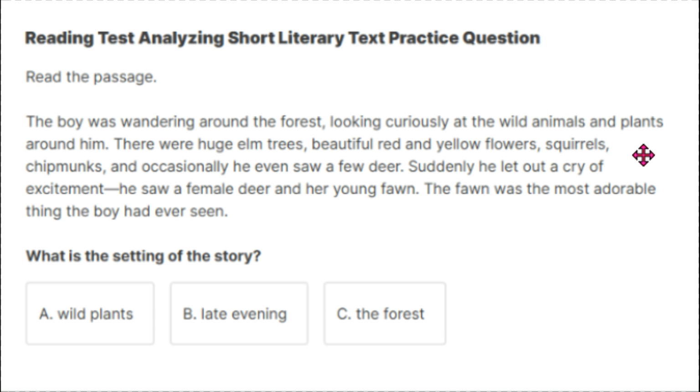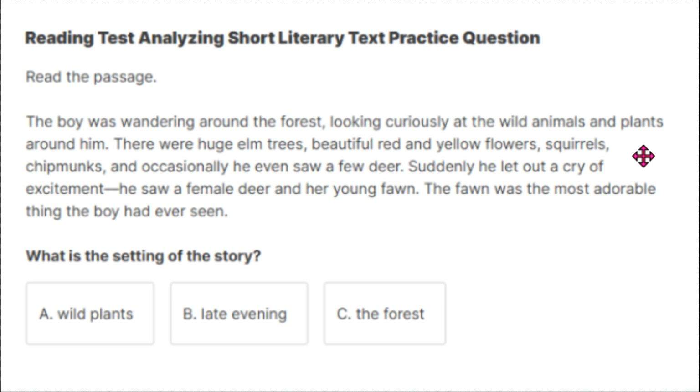The boy was wandering around the forest, looking curiously at the wild animals and plants around him. There were huge elm trees, beautiful red and yellow flowers, squirrels, chipmunks, and occasionally he even saw a few deer. Suddenly he let out a cry of excitement. He saw a female deer and her young fawn. The fawn was the most adorable thing the boy had ever seen.